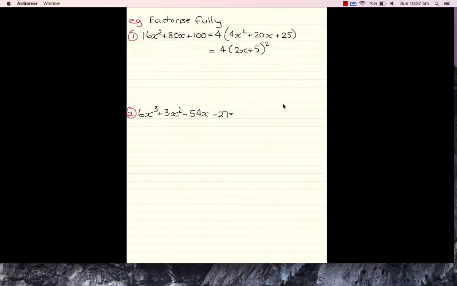Our next example is much more complicated. 6x cubed plus 3x squared minus 54x minus 27. So again, first step, is there a common factor? In this case there is. Common factor is 3. So once we've taken our common factor out, we've got 3 outside of 2x cubed plus x squared minus 18x minus 9. And this doesn't fit into our perfect square, difference of two squares, difference of two cubes. It's none of those. We don't have 3 factors, so we're not looking at a cross or a product, sum and factor method. But we have 4 factors, so we can group in pairs.